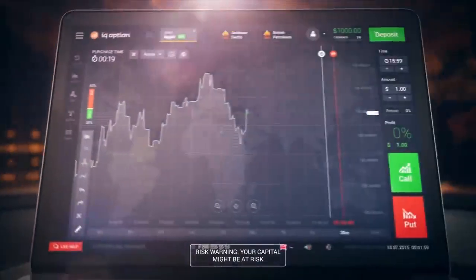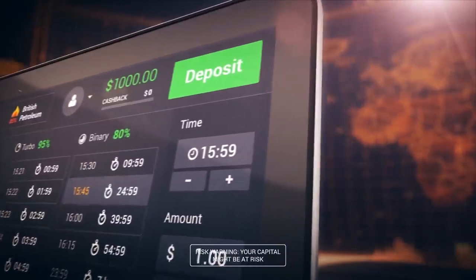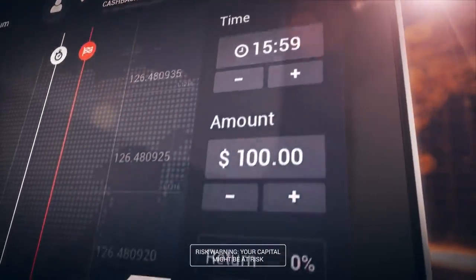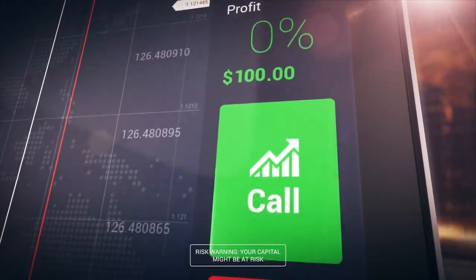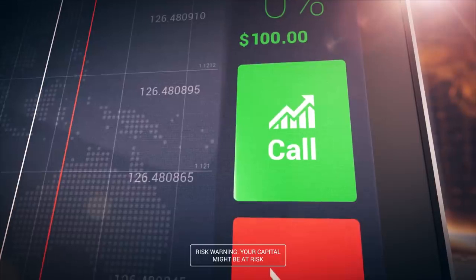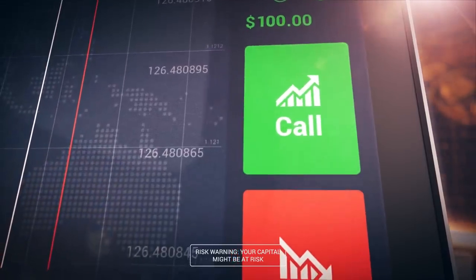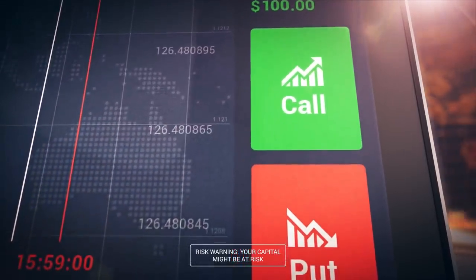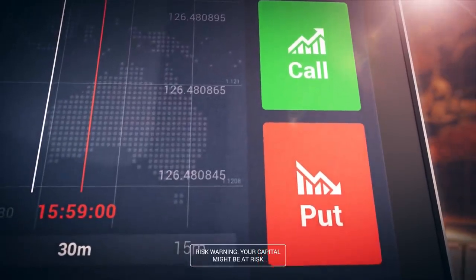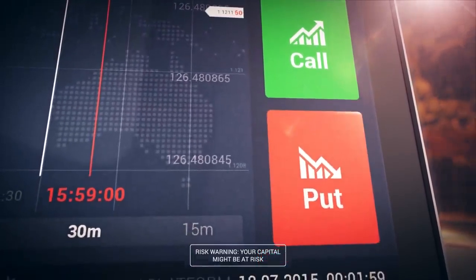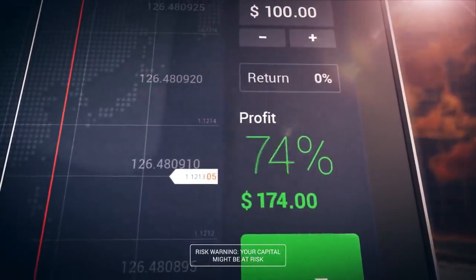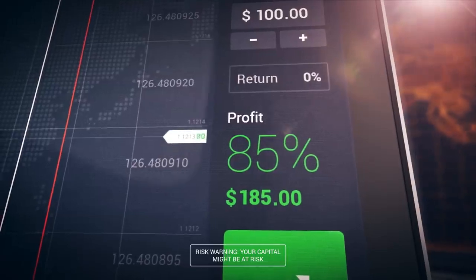On the Trading panel, you will find the time at which the option will be expired and the total amount of your investment. Buy a call option means that at the time of completing the transaction, the price of the asset will be higher than at the moment of purchase. Buy a put option means the reverse, that at the time of expiration, the price of the asset will be lower than at the moment of purchase. Profit shows the amount which is to be transferred to the balance in the case of successful prediction.